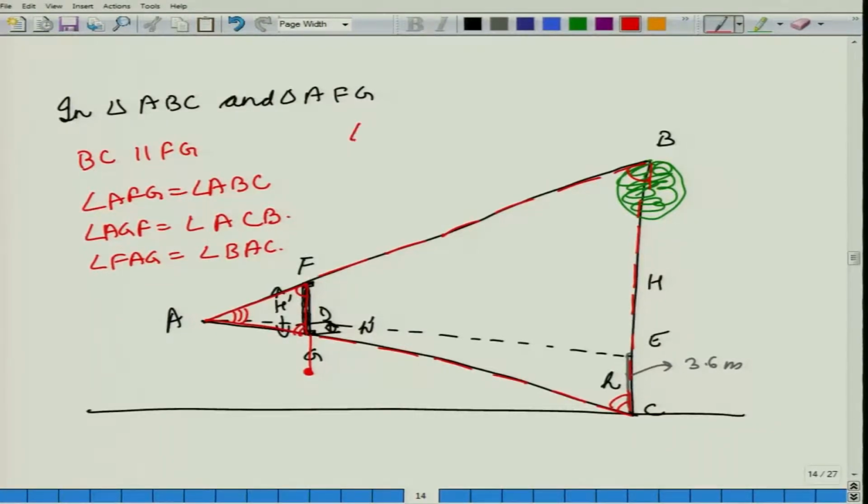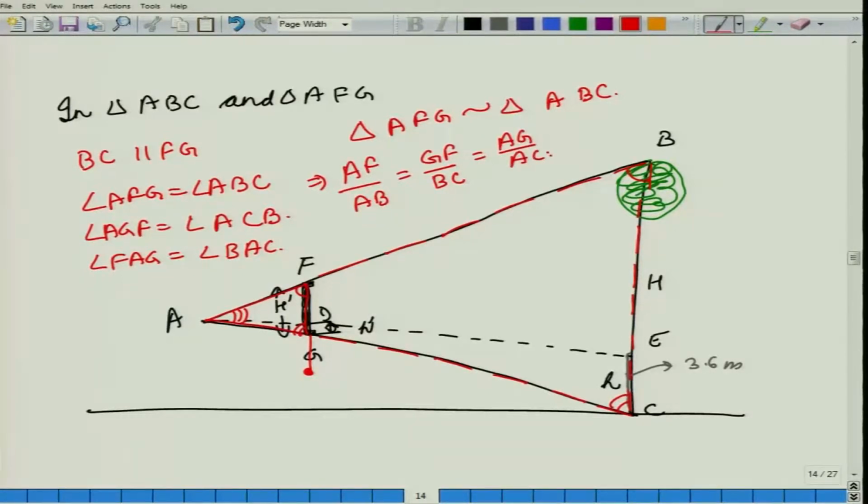So, now we have that triangle AFG is similar to triangle ABC. So, in this situation we will have that the corresponding sides are in a constant ratio. So, we have AF by AB is equal to GF by BC is equal to AG by AC. Now, GF, this length is the length of the hypsometer or H prime, BC is the height of the tree or H. So, this is equal to H prime upon H.